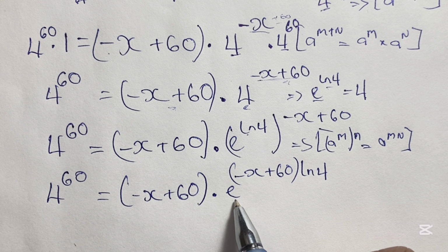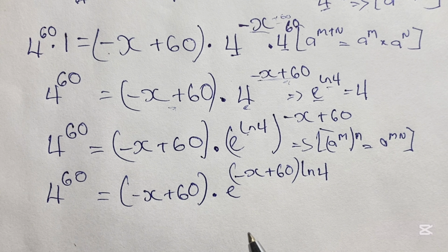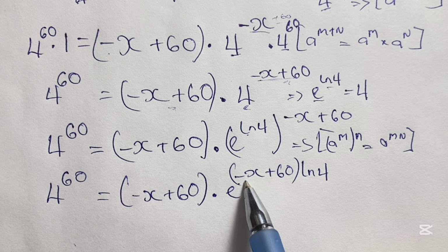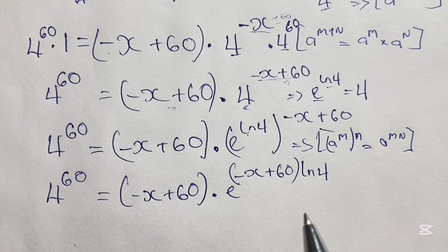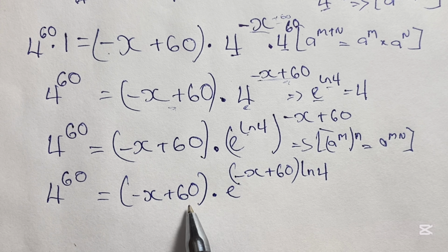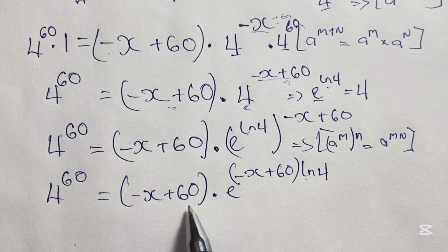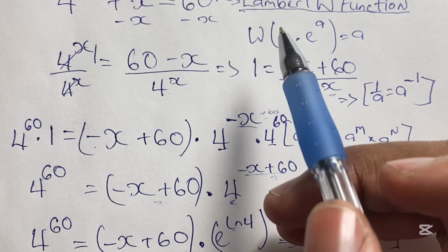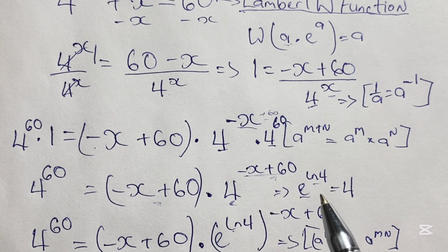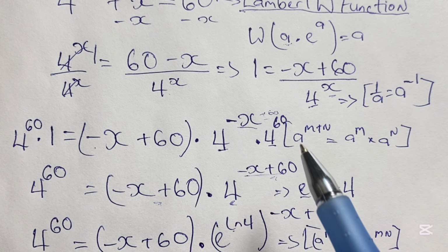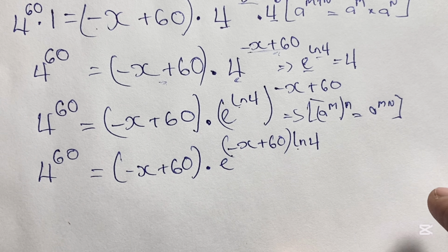Now let us observe what we have right here. We have e, and in the power we have (-x + 60) in brackets times ln 4. Also here we have -x + 60, but what we don't have is this ln 4 being multiplied by this expression here. Now we have to maintain our expression in the form of a times e to the power of a, so we can apply this W function on this expression.